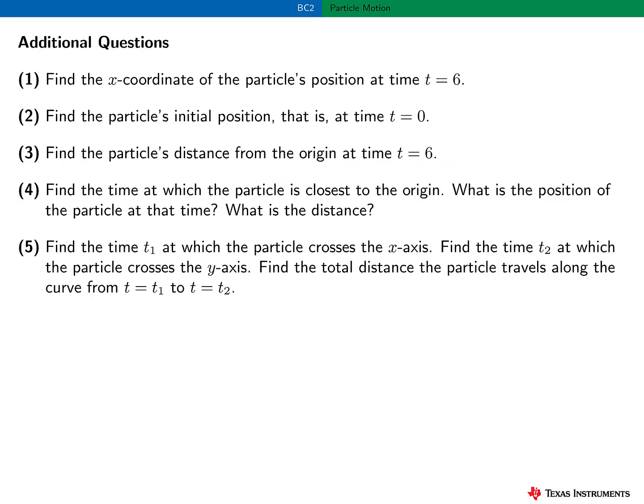Here are a few additional questions to consider that use the information presented in this problem. I won't read through all of these, but I think there are some good, interesting problems here, and most require the use of technology.